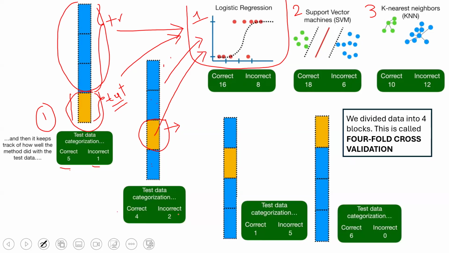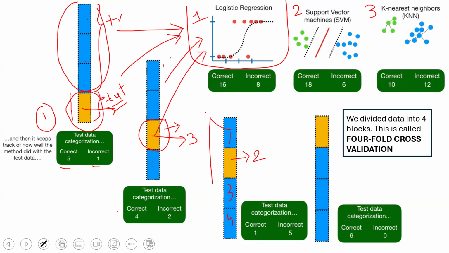And again, we have done the split in this way. Now the fourth block is our testing data set, and 1, 2, 3 is our training data set. Here, the third block is our testing data set, and 1, 2, and 4 are training data sets. Now, if you look at this, 2 is our testing data set, and 1, 3, and 4 are training data sets.